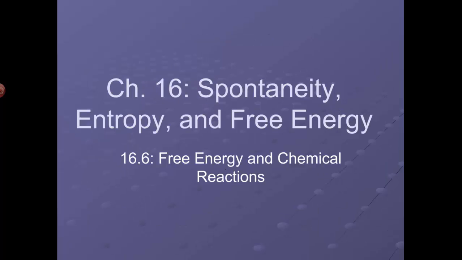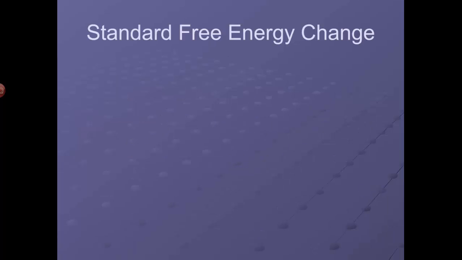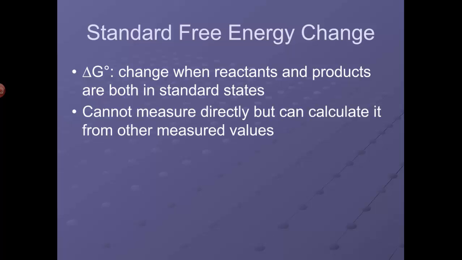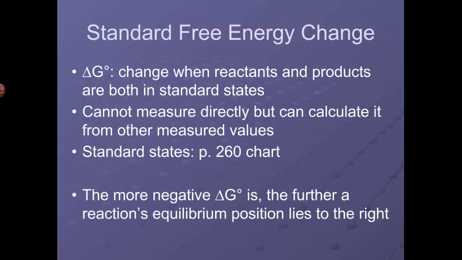The last thing we'll take a look at is free energy and chemical reactions. So, the standard free energy change. Remember, standard is represented by that little degree sign, and it means that reactants and products are at standard states. That's 298 kelvins and 1 atmosphere. We can't measure delta G directly, but we can calculate it from other measured values. There's 3 ways to do it we're going to take a look at. Standard states are listed on page 260 in the chart if you want to review those.